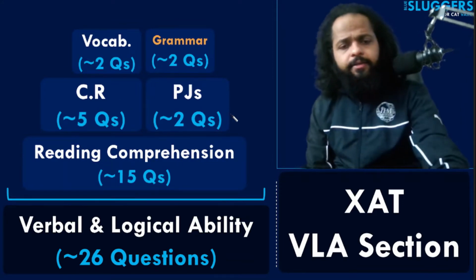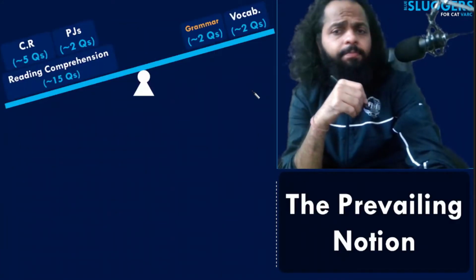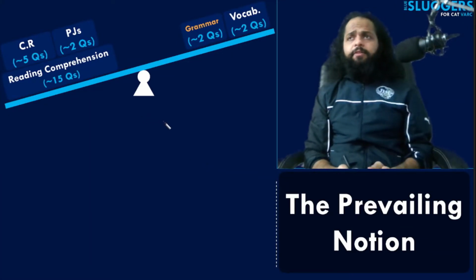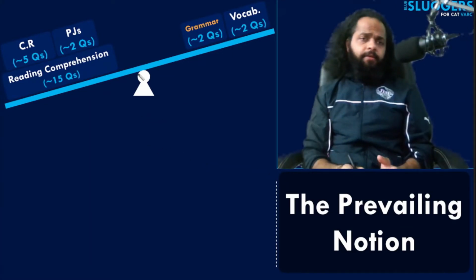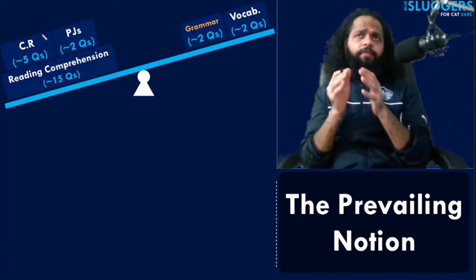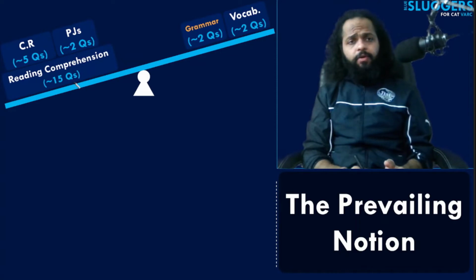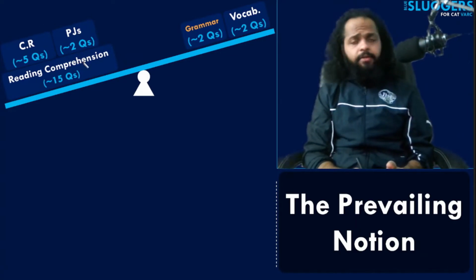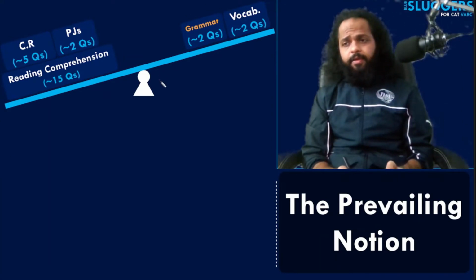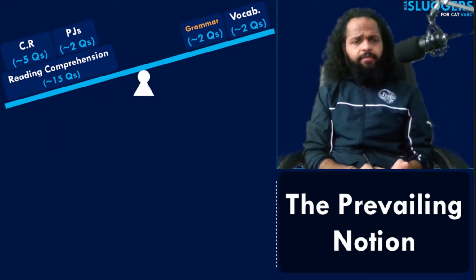Okay, and there's a prevailing notion that exists among aspirants and students, and in fact the whole test prep community, that it is more prudent to invest your time, energy, and efforts to work on question types such as critical reasoning, parajumbles, and reading comprehension than on the question types of grammar and vocabulary. And to a good extent I agree with that argument.